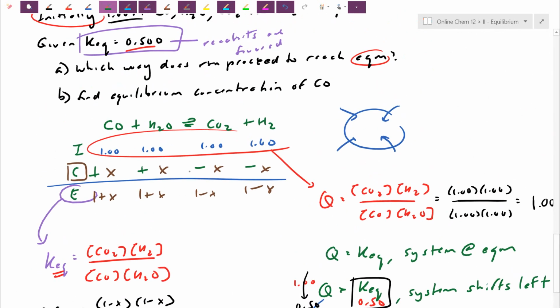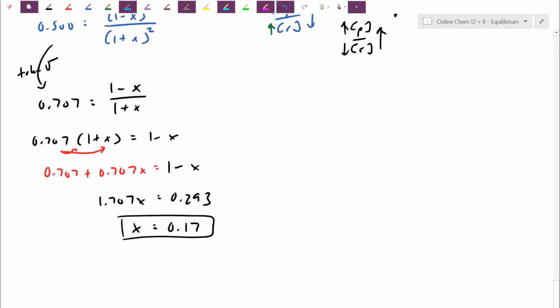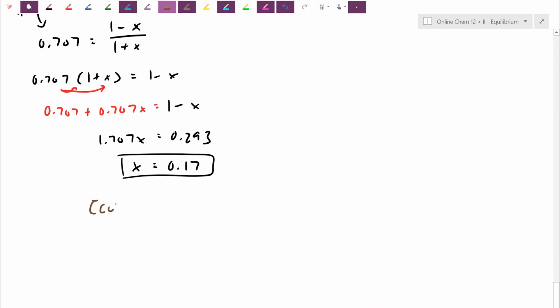It proceeds, in this case, to the left, because I need to gain reactants. But they were asking for the equilibrium amount of CO. Let's look at our ICE table again. The equilibrium amount of CO was actually the placeholder 1 plus x. They don't want you to just give me x. They want you to say the CO at equilibrium is 1 plus this x, and therefore your answer is 1.17. So always go back and reread the question.